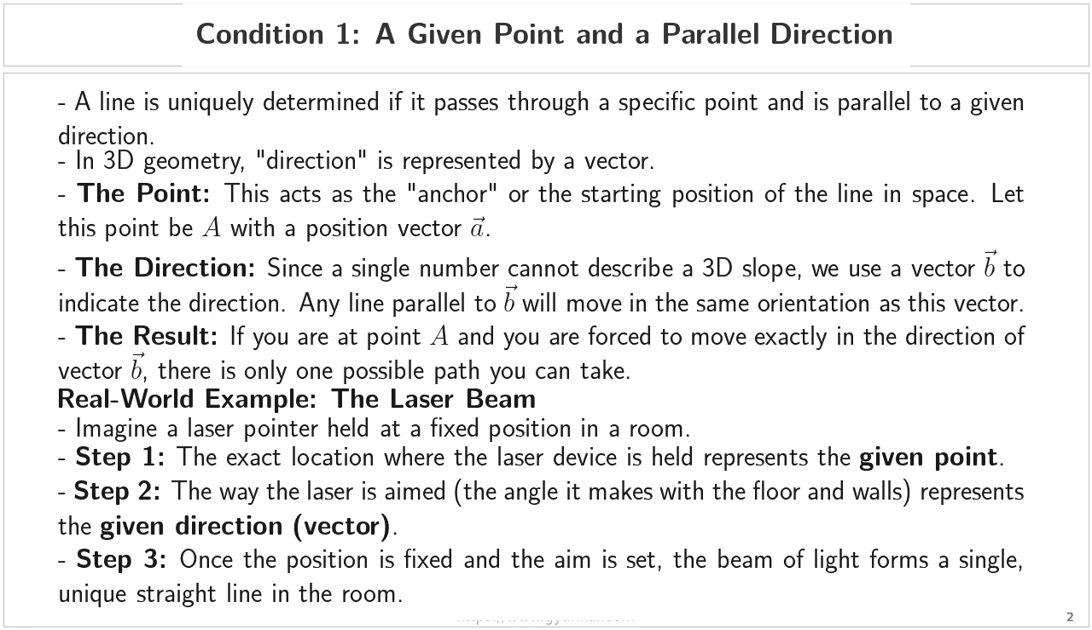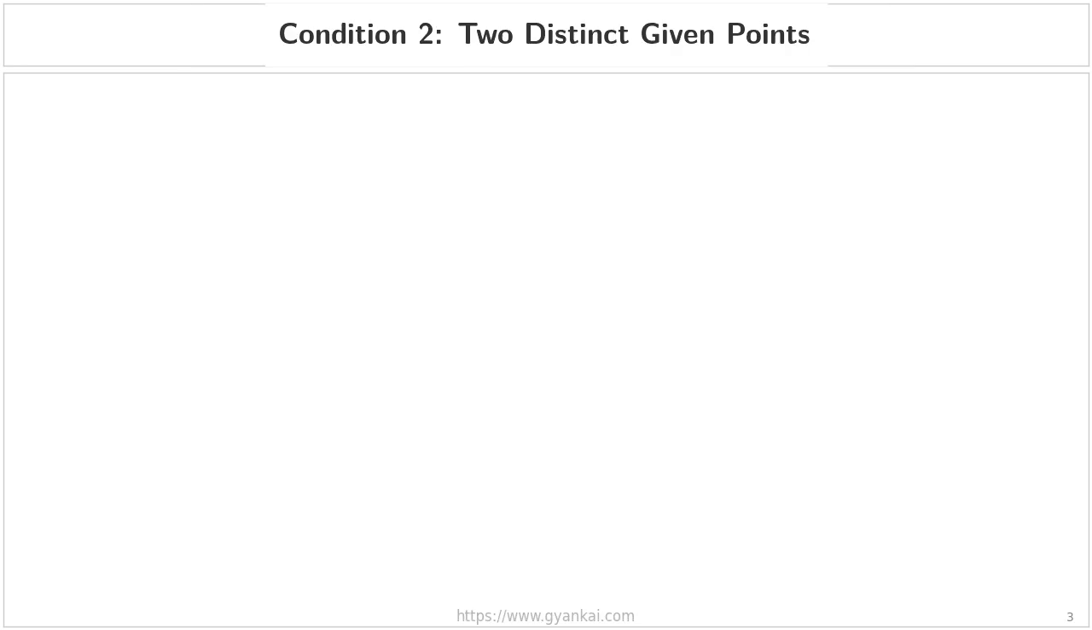This is a perfect setup for our next condition, where we'll see what happens if we don't have a direction vector, but instead, we have two different points. Condition 2, two distinct given points.